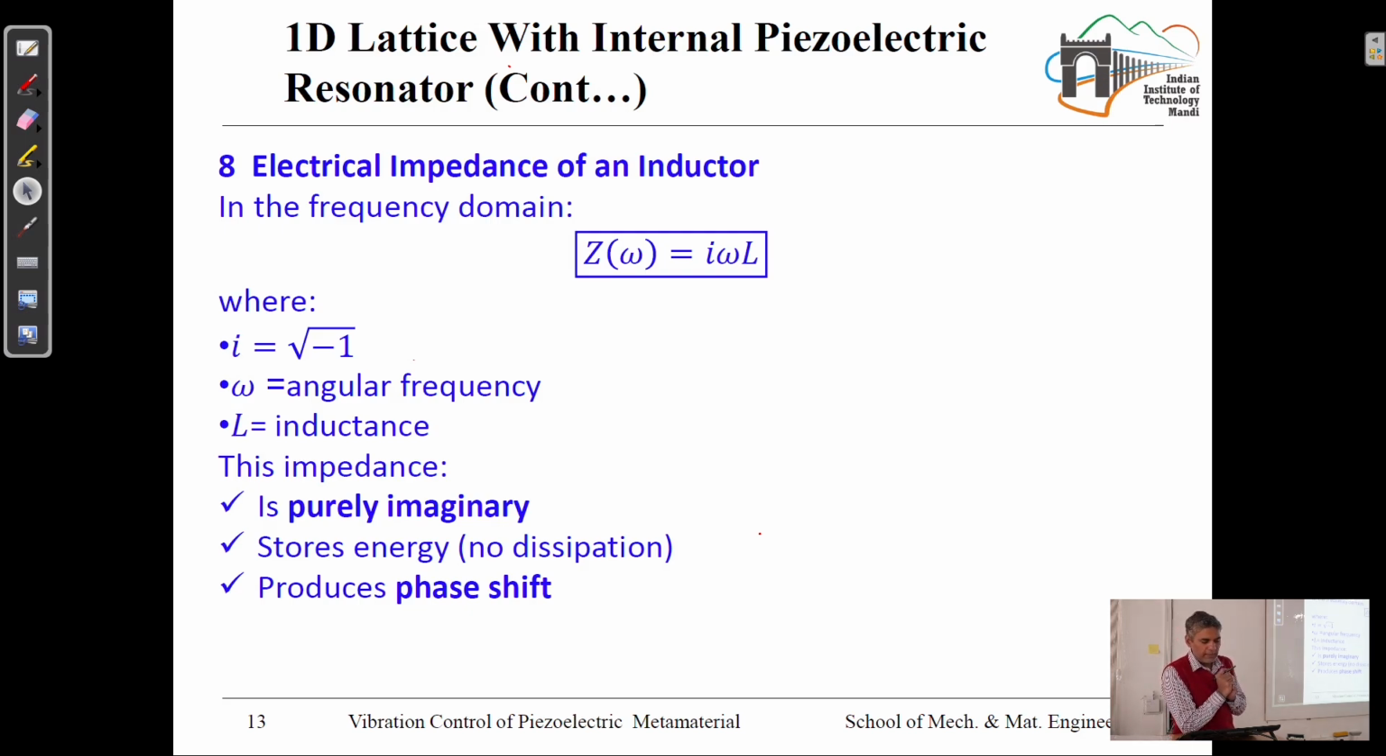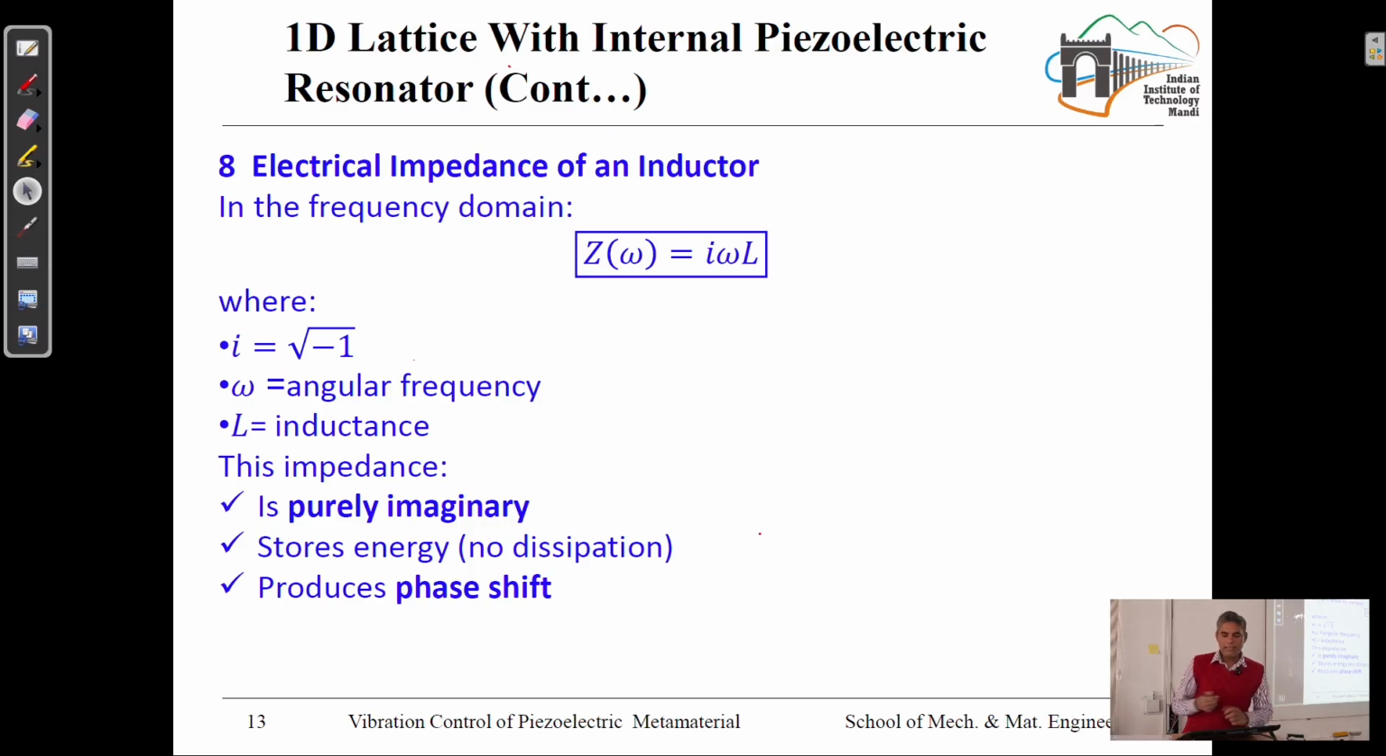Now, the electrical impedance of an inductor, we know this. We can write this in the frequency domain. The frequency domain inductor resistance can be written as I omega L, right? XL is L omega. This inductor stores the kinetic energy, right? It is just like the mass of the system, the so-called inertia force. Similarly, in the electrical circuit, the inductor behaves as an inertial element, so it stores the kinetic energy.